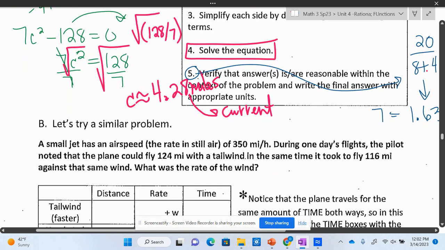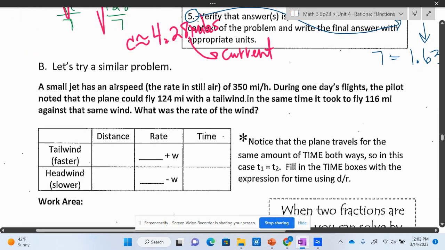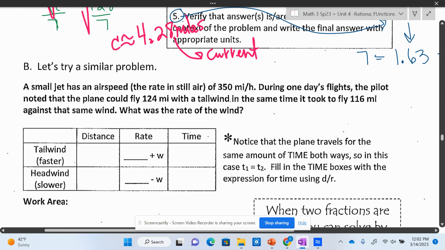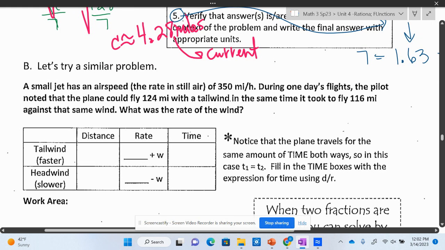Okay. All right. Now we're going to do a similar problem. Lamar, you with me? Okay. Mackenzie, you with me? All right.